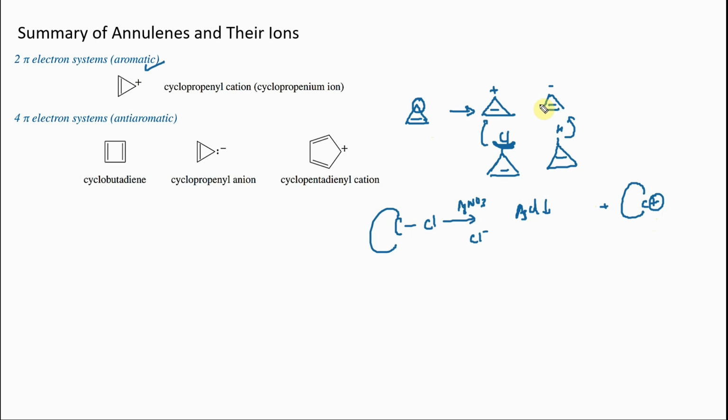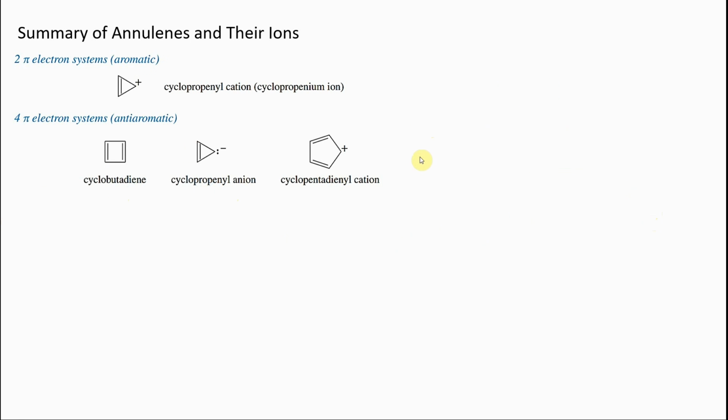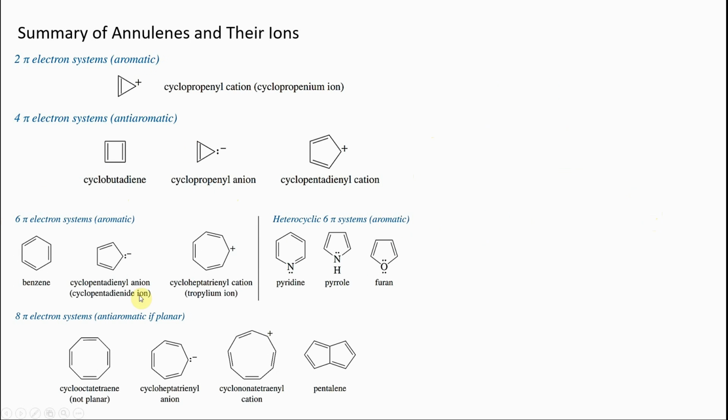Here, going from 2 to 4 pi electrons, it is going to be anti-aromatic, same as this one we saw. This one also we saw. So it's just a summary of what we have seen so far. And we also saw these. This is just for you to have a look at.